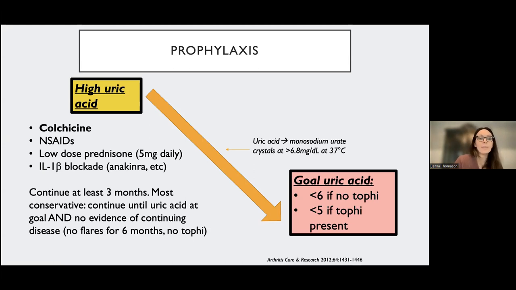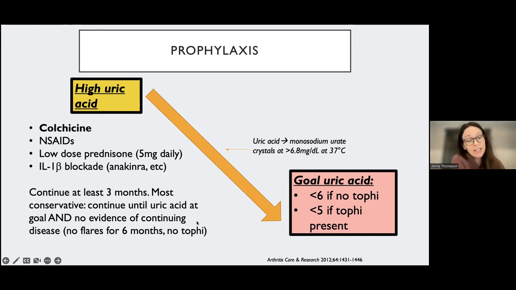So again, just a word about prophylaxis, like the patient in our question stem. As we're going from high uric acid to our goal, we want those patients to be on prophylaxis to protect them from flares. That's usually with colchicine, could be with NSAIDs, low dose prednisone. We have a few patients in our clinic that are on anakinra for prophylaxis. And the ACR says that these patients should be on prophylaxis for at least 3 months.